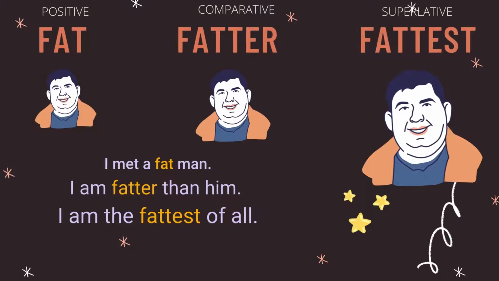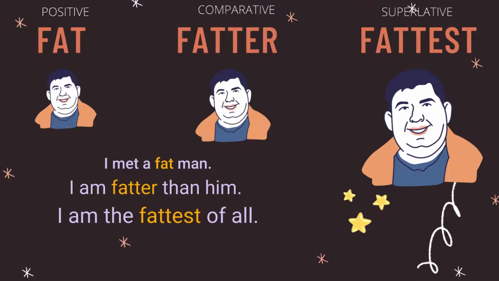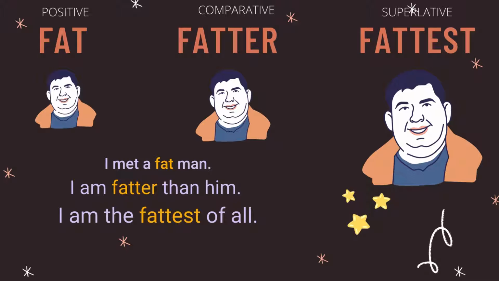So fat. The vowel here is A and the consonant is T. So double the consonant and add ER for comparative and EST for superlative. I met a fat man. I am fatter than him. I am the fattest of all.